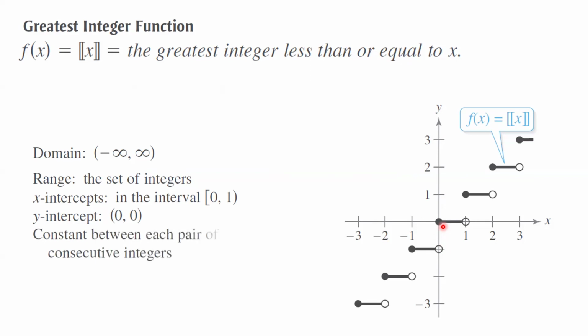So as you can see, the function is constant between each pair of consecutive integers, and basically jumps vertically 1 unit at each interval.